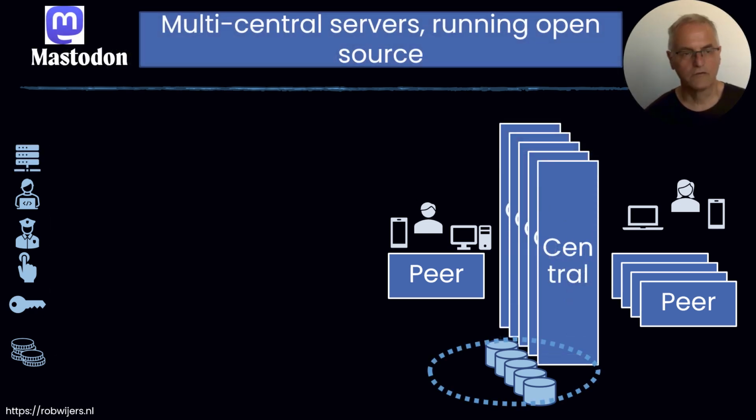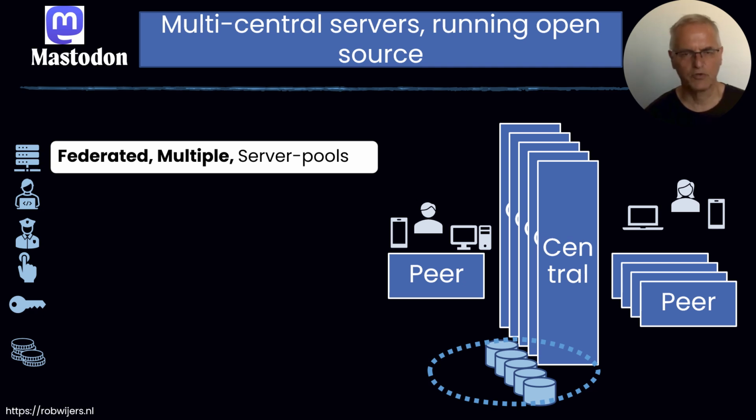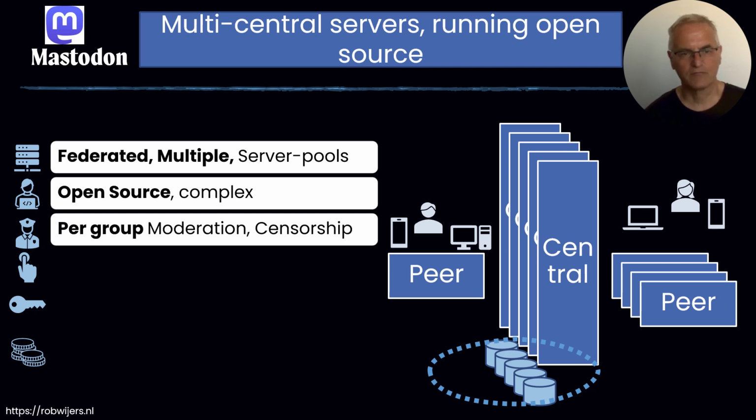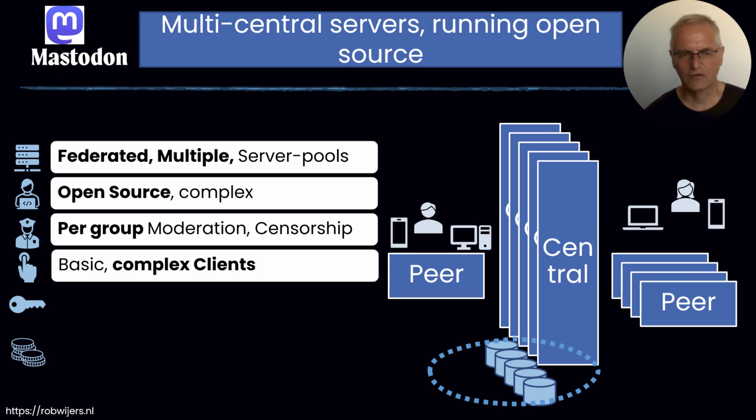The first alternative we'll look into is Mastodon. There are multiple central servers, which means that it's a federated model. You got people running the servers, but running the same software, a couple of server pools. It is open source, but it's quite complex, the software, and you got moderation per group. So people can remove you from their server. You can continue on the other servers, but there's still kind of a censorship per server. There are complex clients which are not as addictive as they are within Twitter or Facebook.